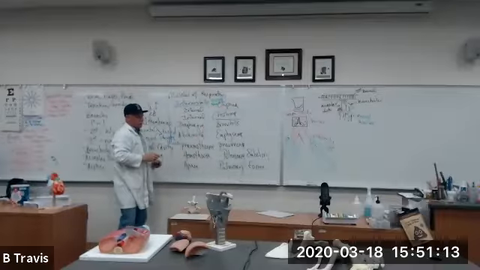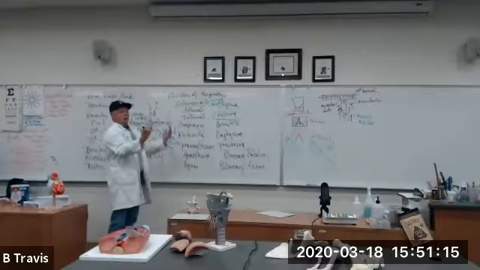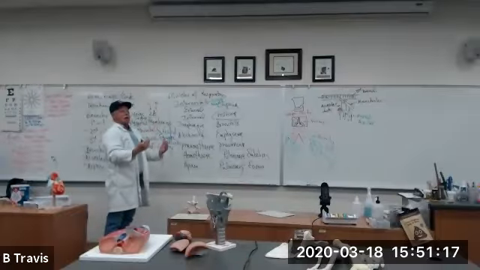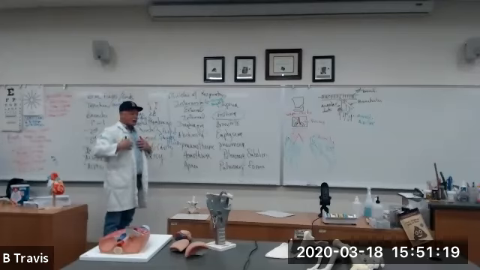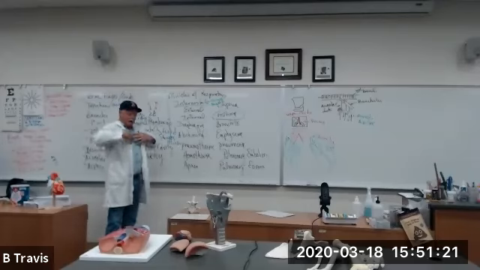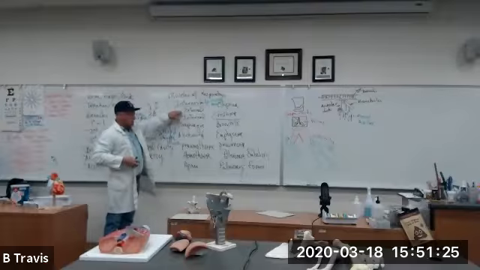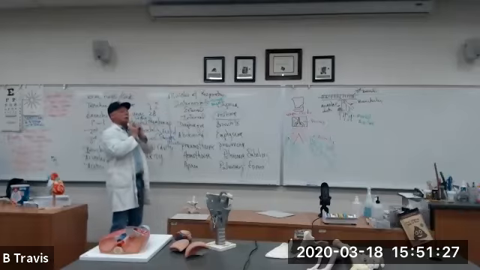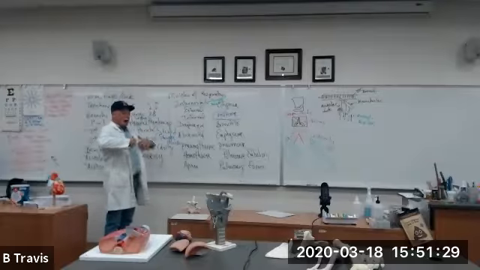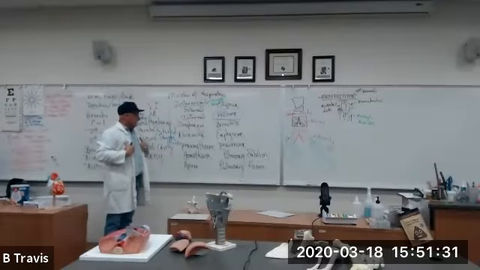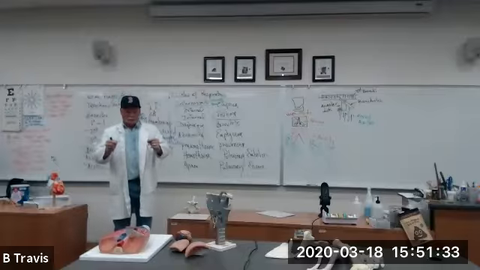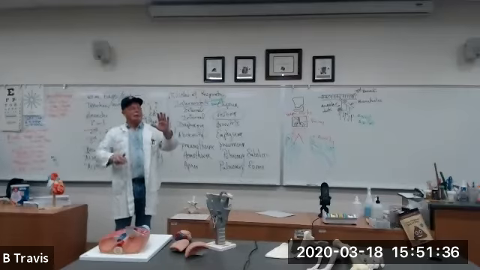External is just the opposite. External is for inspiration, breathing air in. They get the word external not from expiration, but from being on the outside. So the muscles you see most superficial are external. Internal is for expiration, and they're behind it. They're the deep muscle.